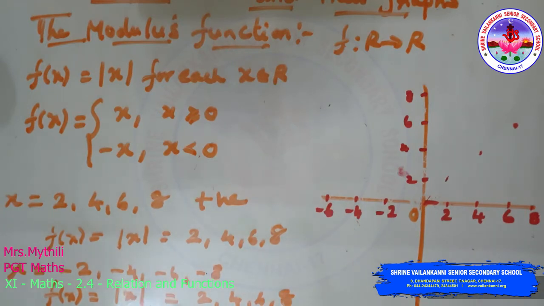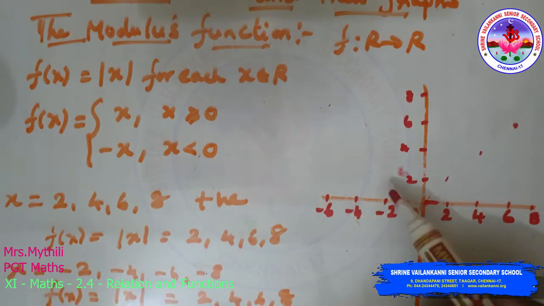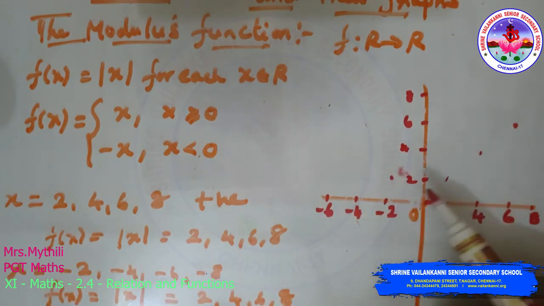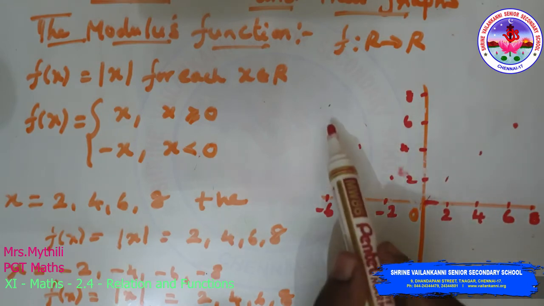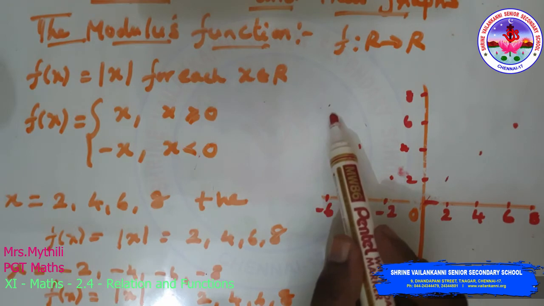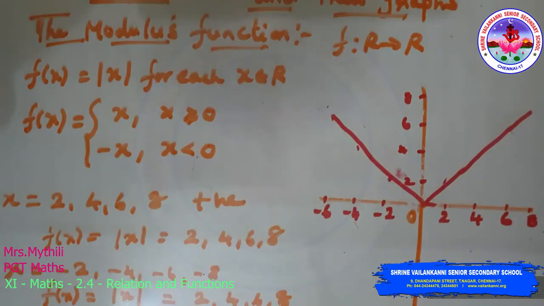So modulus of minus 4 is plus 4. So when x is minus 2, f of x is 2. When x is minus 4, f of x is 4. When x is minus 6, f of x is 6. In the graph of the modulus function f of x, if x takes both positive and negative values, then f of x is positive.